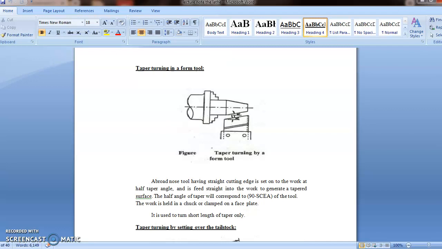First one is taper turning by a form tool. A broad nose tool having a straight cutting edge is set on the work at half taper angle and it feeds straight into the work to generate a taper surface. The half angle of the taper will correspond to the SCEA of the tool. The work is held in a chuck or clamped on a face plate. It is used to turn short length tapers only.